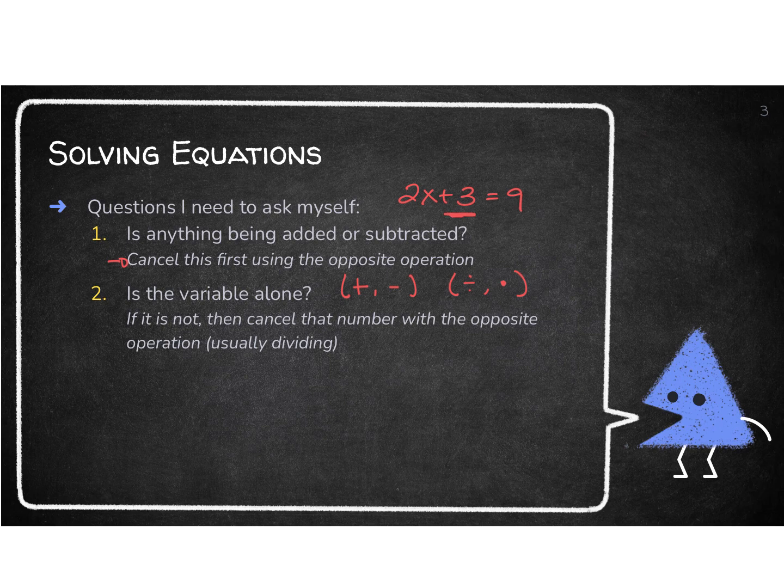Once you get rid of that, then you ask yourself, is the variable alone? Okay, the variable is the letter, so it's the x. Is it alone? We always want it to be x equals or y equals. If it's not alone, then you have to get rid of the next number, usually always doing the opposite operation of either multiplication or division.